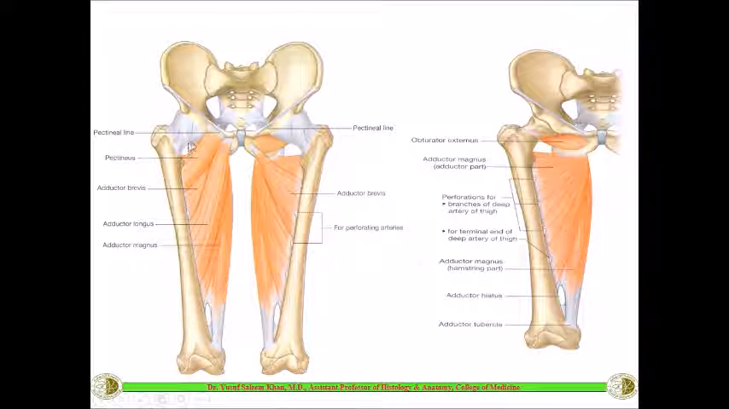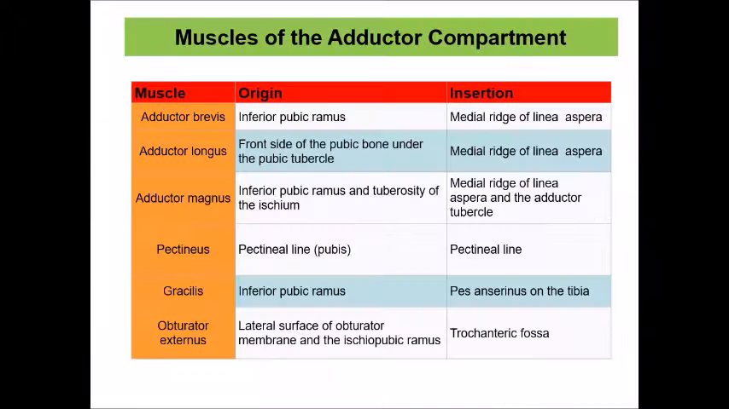And apart from that, you can also see the pectineus here, as well as the obturator externus. And the most medial will be the gracilis, which is not seen in this picture, but we can imagine that here will be the presence of the gracilis. So these are the 6 muscles of this compartment.